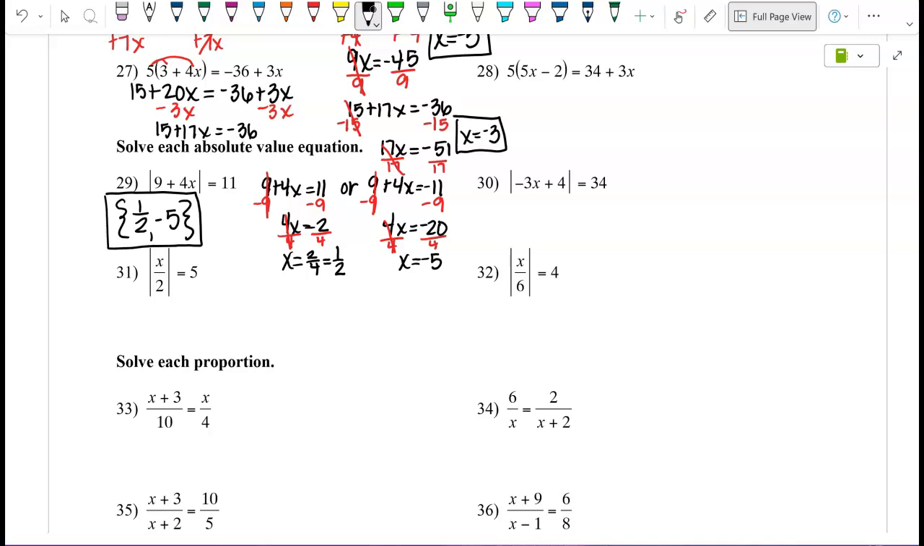Number 31, the absolute value of x divided by 2 equals 5. So we have x divided by 2 equals 5, or x divided by 2 equals negative 5. Here it's a one-step equation. It's x divided by 2, so I undo that with multiplication. That gives me x equals 10. Do the same thing to the second equation, and I get x equals negative 10. So my solution set here is 10 comma negative 10.